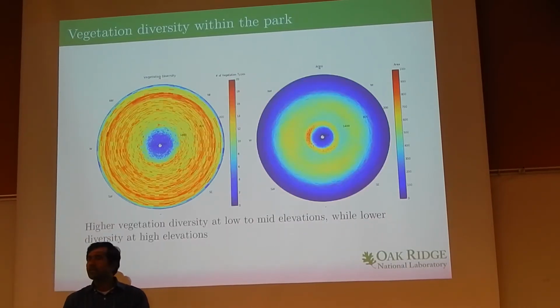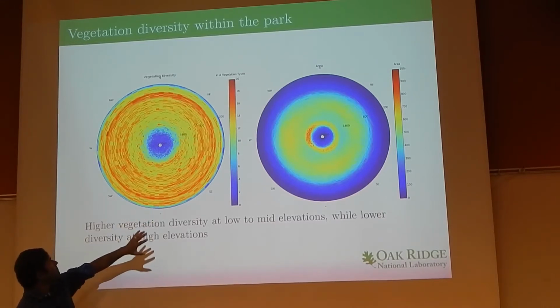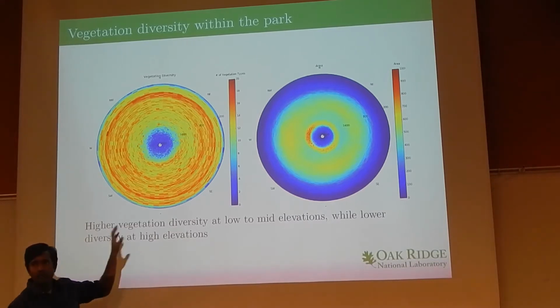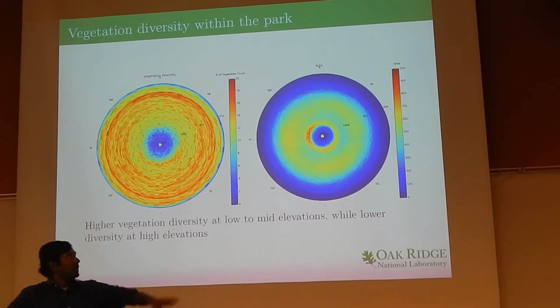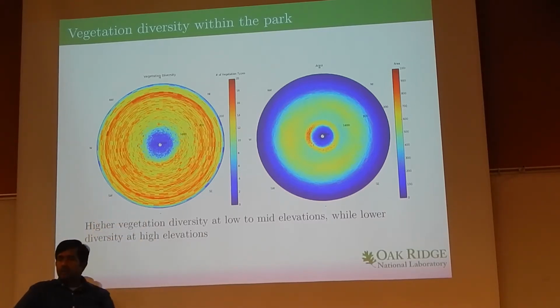So let's look at the diversity, and as you can see, the mid slopes, and this is a very scattered looking map, but a diversity of trees. So blue is low diversity on the image on the left, and red is high diversity.